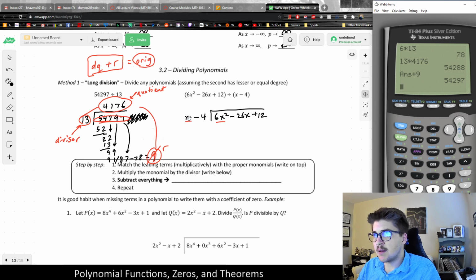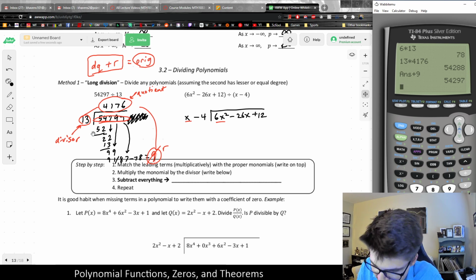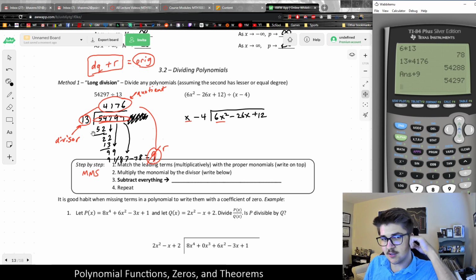And basically, I like to say it as match, multiply, subtract. And that's kind of what I'm doing. I'm going to match them. I'm going to multiply them through after I match them. And then I'm going to subtract it down. Then I drop the thing and repeat. And so I'm just going to say this as MMS. That's probably not a good slogan. But basically, match, multiply, subtract, rinse, and repeat until I finish.